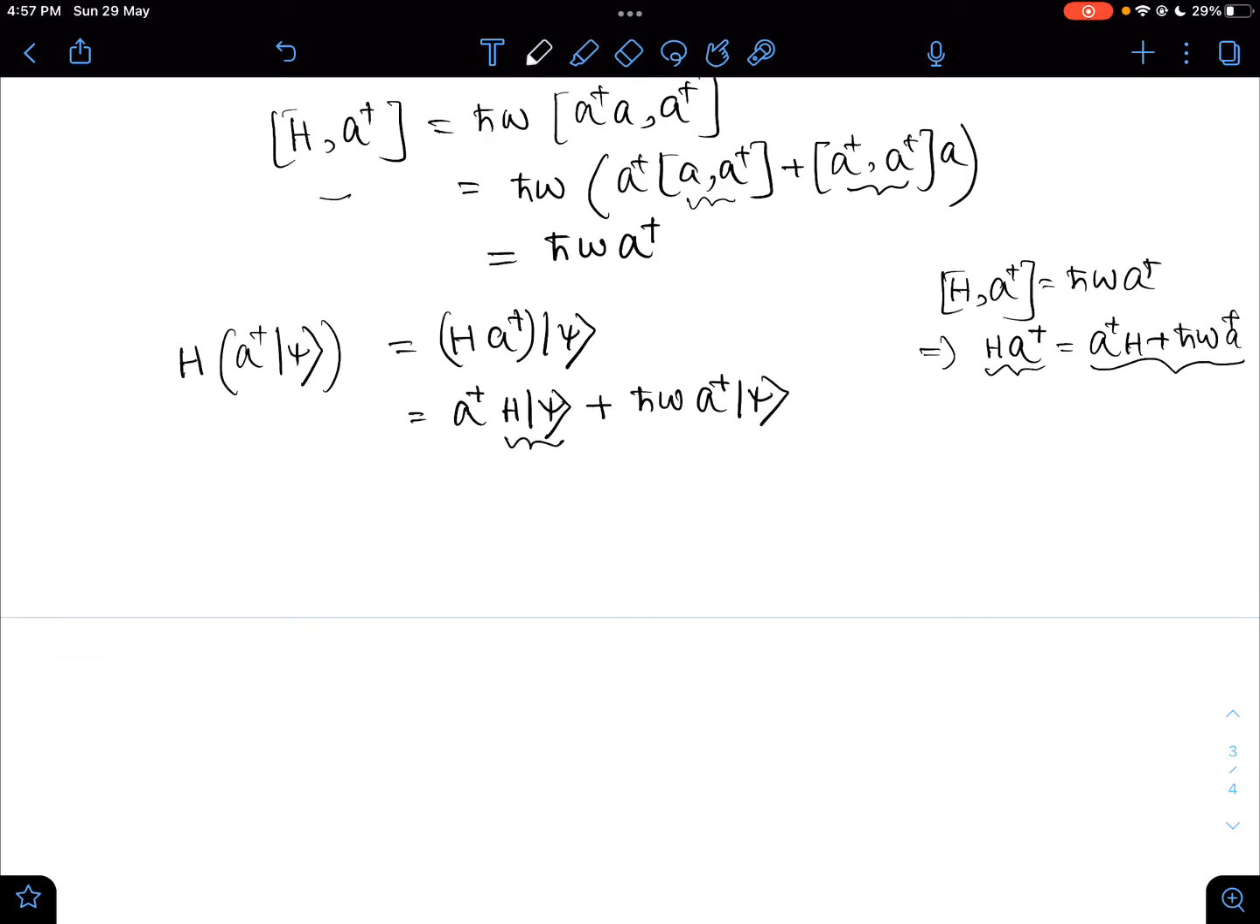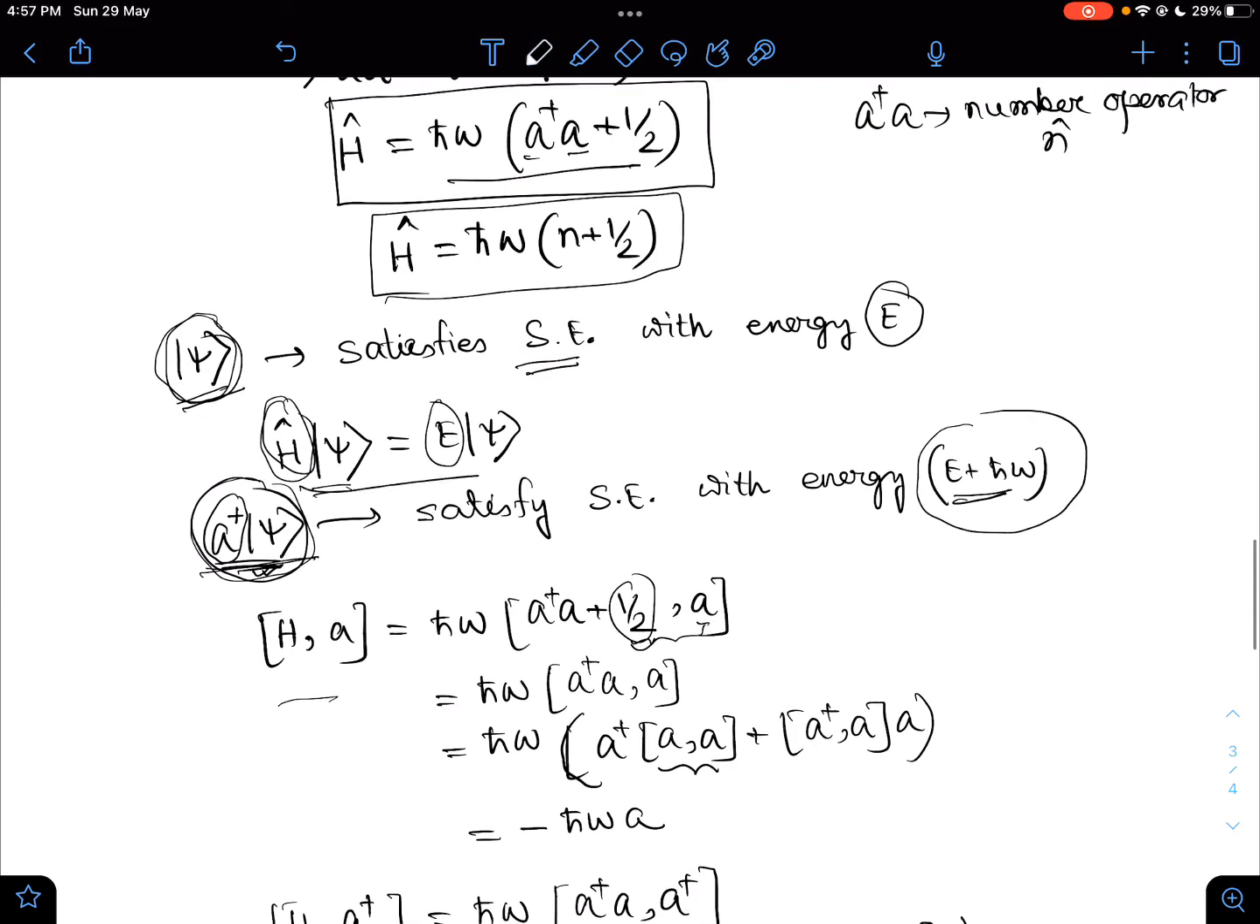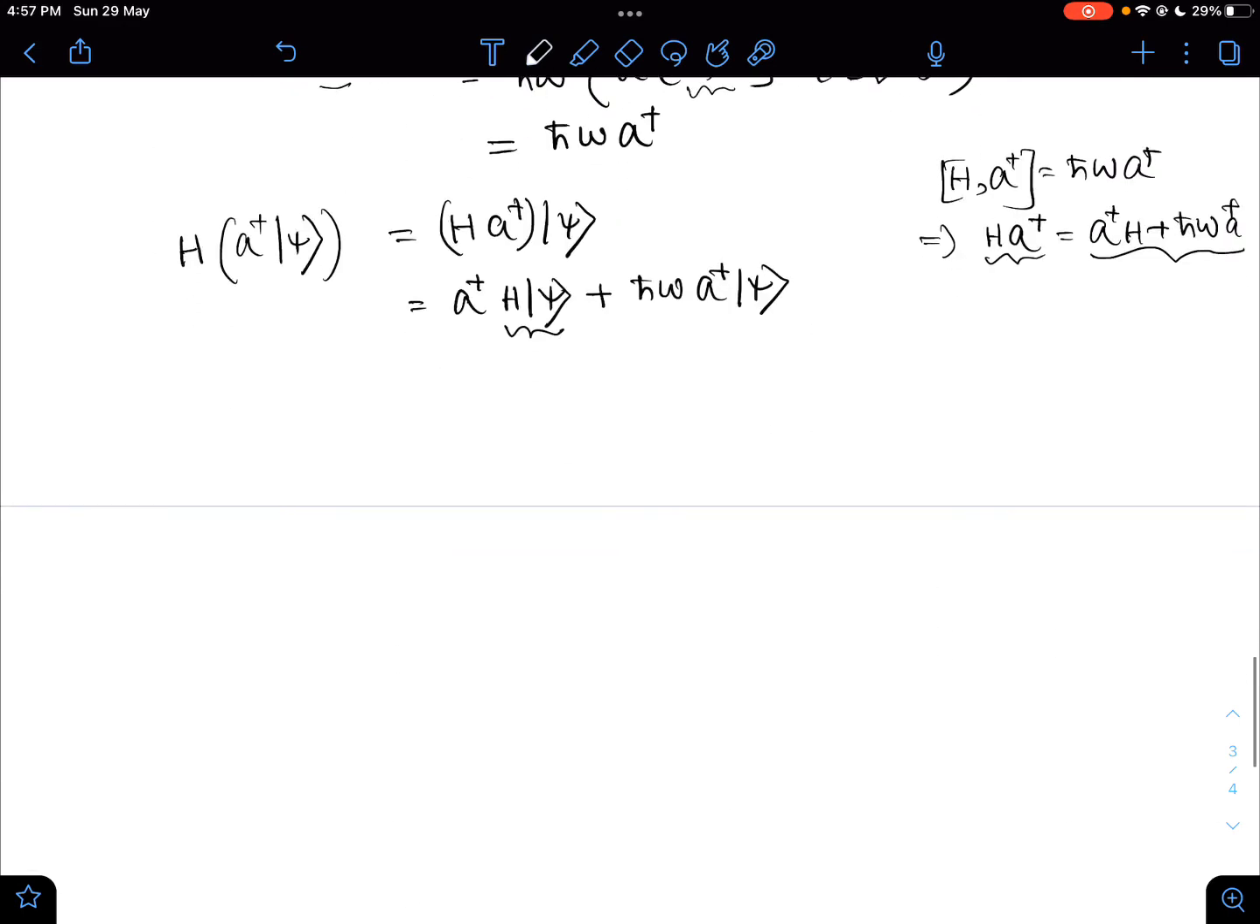So what is H psi? H psi we know is E psi, because psi is already an eigenfunction of the Hamiltonian. So we can replace this by E psi, and since E is a constant number, we can take it outside. So we have E a† psi plus ħω a† psi. So we can write this as (E plus ħω) into a† psi.